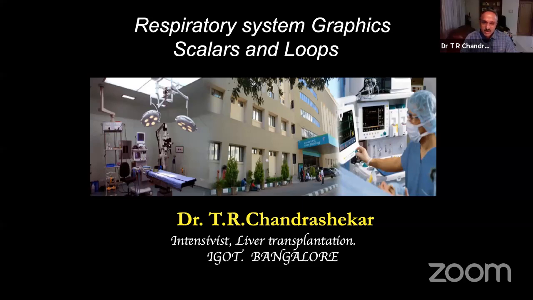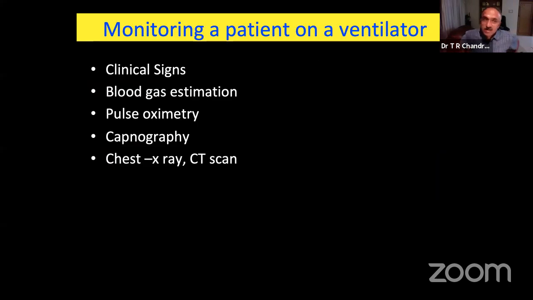Remember, when one person does it, it can be done. It just requires a little application of mind. So how do you monitor a patient on a ventilator? See, we generally look at the clinical signs, ABG, pulse oximeter, capnography, chest X-ray, CT scan, bronchoscopy, all fine.